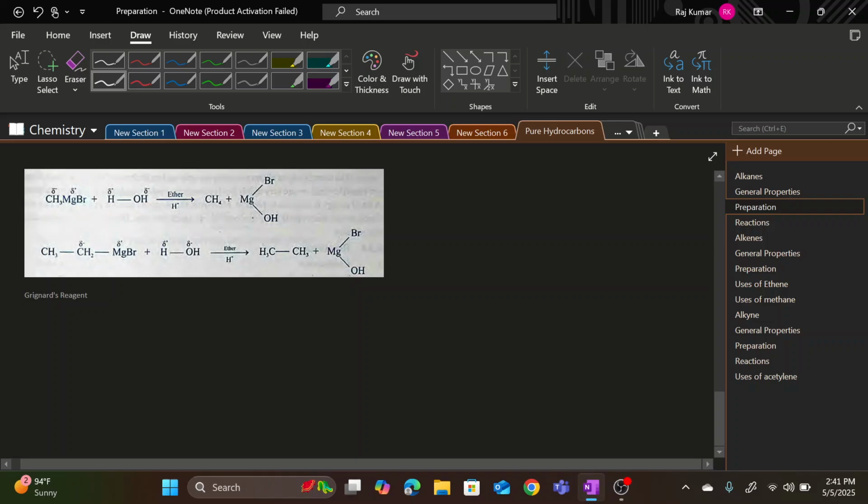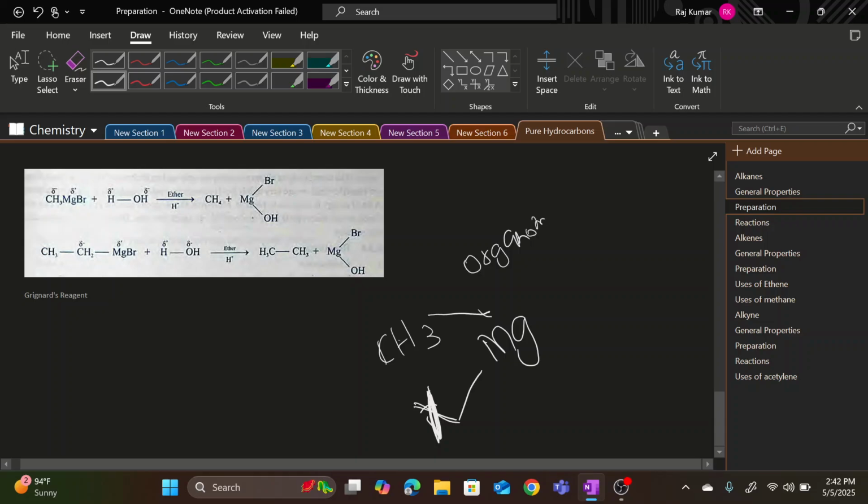Grignard's reagent was first discovered by Victor Grignard in the early 1920s, for which he also received a Nobel Prize. Basically, this is a Grignard reagent. There's a magnesium atom which is bonded with a methyl group and a halide group. That's a Grignard's reagent, and that is known as an organometallic compound. We are going to study that in future as well.